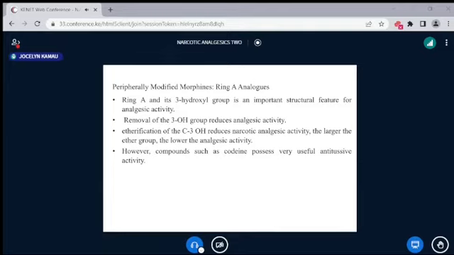for binding to the receptor. Removal of the 3 hydroxyl group reduces analgesic activity. So it has to be there. If you remove it, it will reduce activity.